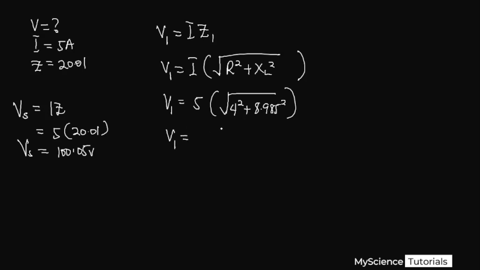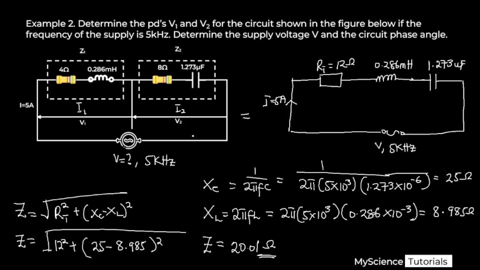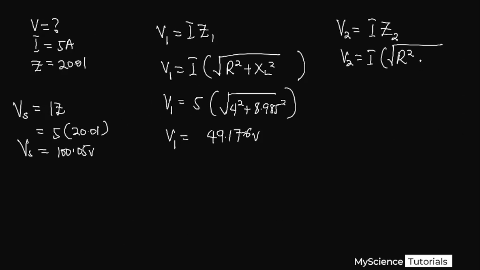So our V1 is equal to, if we compute everything we have here into the calculator, we are going to get 49.176 volts as our answer. Now what is V2? V2 will be the same thing, but I multiplied by Z2. So what is our Z2? Our Z2 is equal to the root of R squared. But then we realize that if we look at the circuit, instead of having an inductor, we have a capacitor over here, which has 1.273 microfarad as its capacitance. So it's going to be R squared plus XC squared.